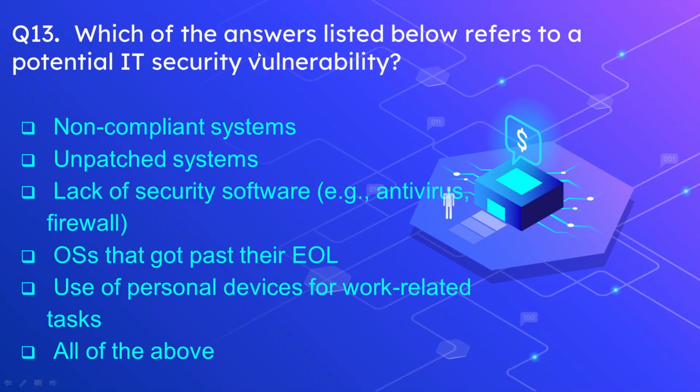Question number 13 is which of the answers listed below refers to a potential IT security vulnerability, and the options are non-compliant systems, unpatched system, lack of security software, for example antivirus and firewall, operating system that got past its EOL, use of personal devices for work-related tasks, or all of the above. So the correct option is all of the above. These all are practices that make the IT security or applications vulnerable.